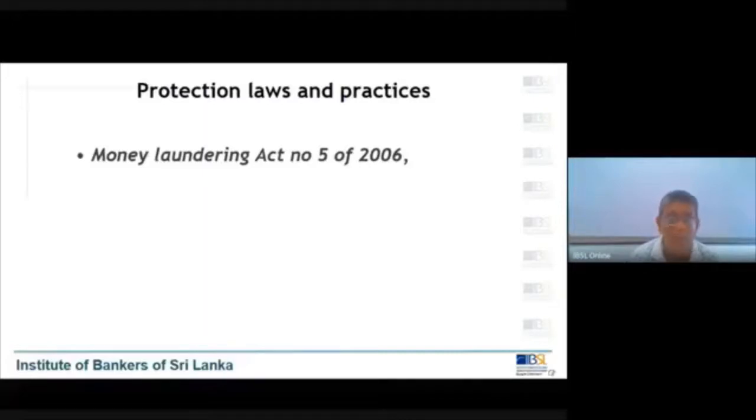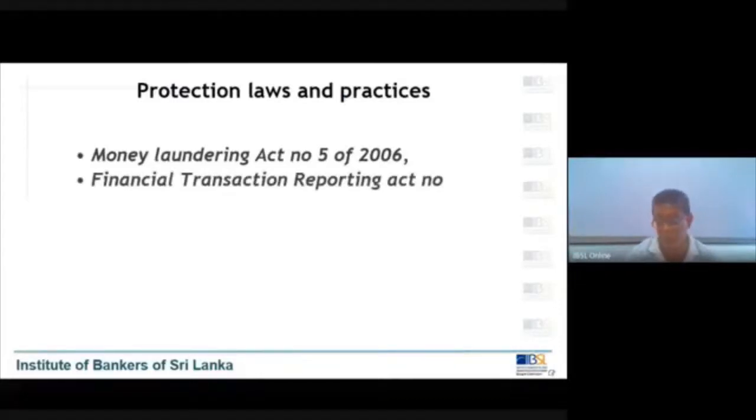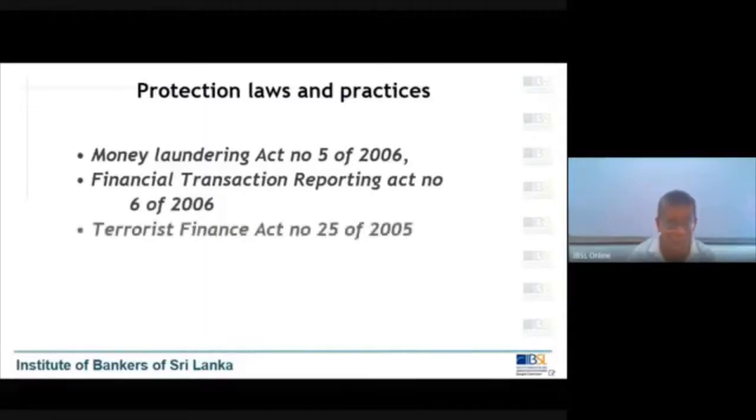There are three famous laws. One, Money Laundering Act number 5 of 2006, a very famous one. Second, Financial Transaction Reporting Act number 6 of 2006, and Terrorist Finance Act number 25 of 2005. Whatever subject you follow, it may be law, customer relationship management, or commercial banking, you need to know all these three important laws. Clear?